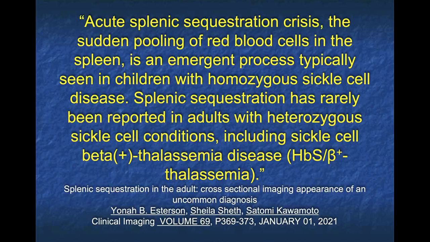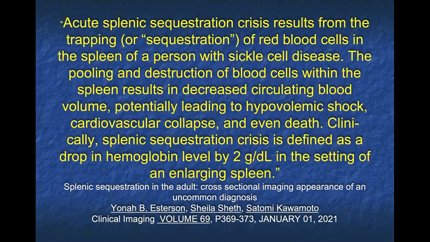This was an adult with heterozygous sickle cell conditions, including sickle cell beta thalassemia disease. Acute splenic sequestration results from the trapping or sequestration of red blood cells in the spleen of a person with sickle cell disease. Clinically, splenic sequestration crisis is defined as a drop in hemoglobin by 2 g per dL in the setting of an enlarging spleen.